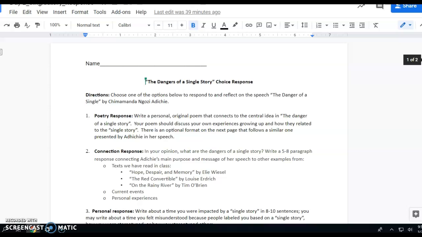So your first choice is to write a personal original poem that connects to the central idea and the danger of a single story. And that would discuss your own experiences growing up and how they're related to the single story. So essentially you're using the poem to tell your full story so that people couldn't hypothetically tell only one story about you. There's an optional format on the next page.